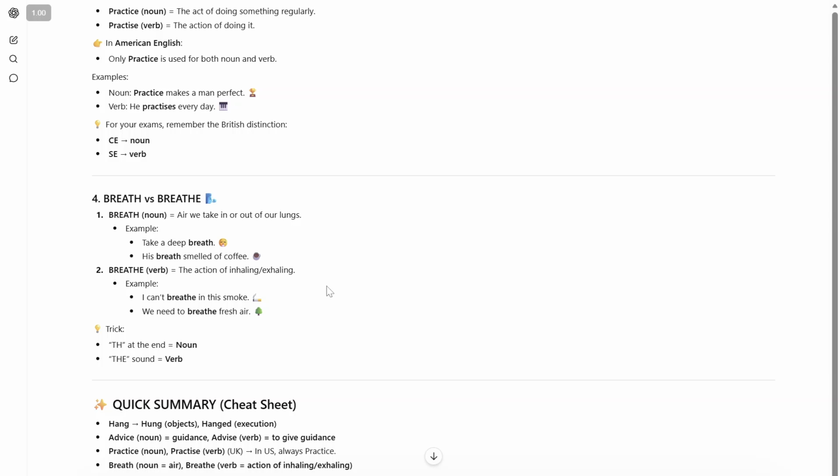Quick summary, cheat sheet. Hang, hung, objects. Hanged, execution. Advice equals guidance. Advise equals to give guidance. Practice, UK. In US, always practice. Breath, noun, air. Breathe, verb equals action of inhaling, exhaling.